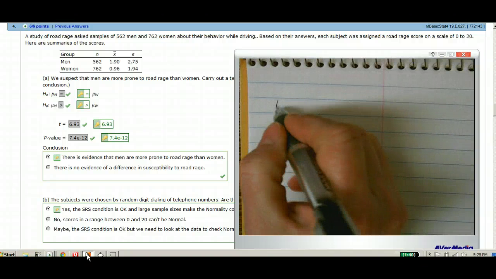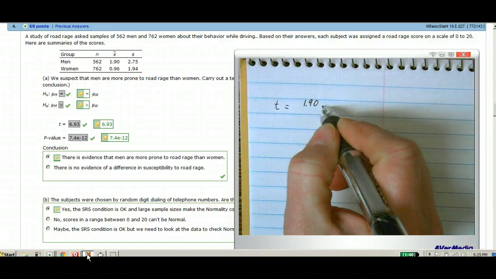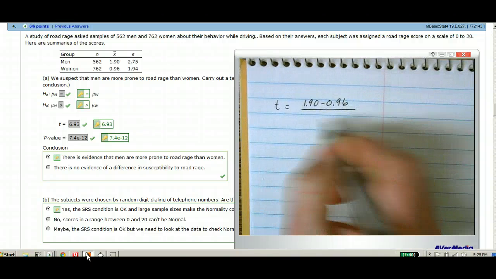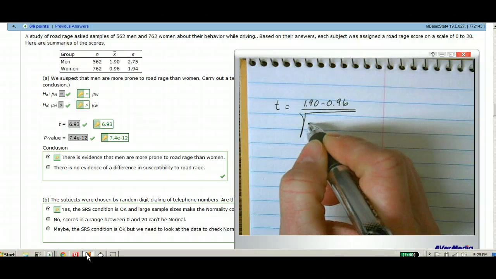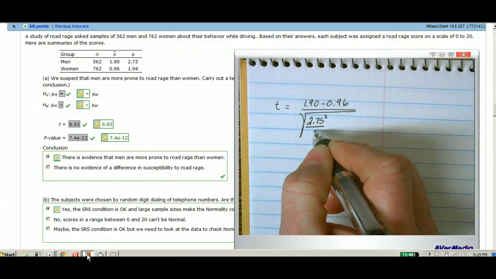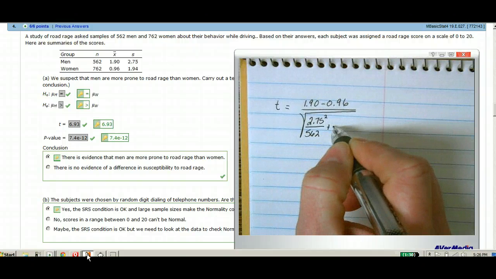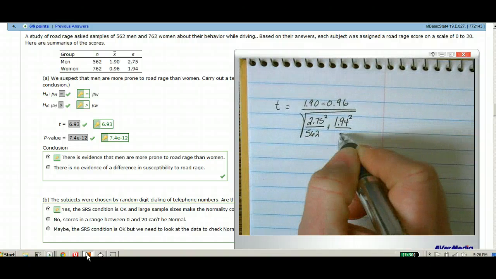All right, T is going to equal the difference in the x bar, so 1.90 minus 0.96, divided by the square root of the standard deviation of the first group squared divided by how many were in that group, so the n that went with the men there, 562, plus s squared for the women, so 1.94 squared, divided by the number of women in our sample, 762.